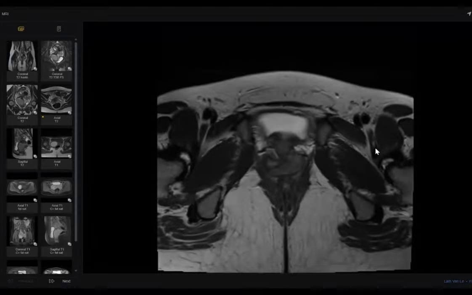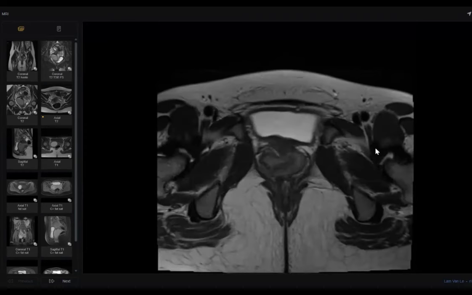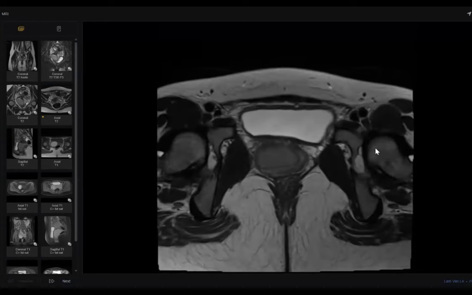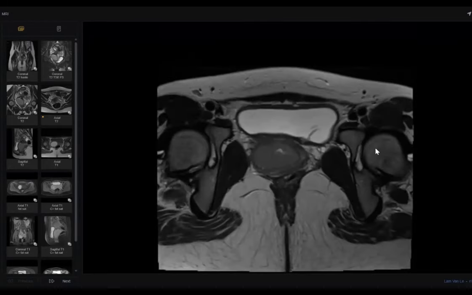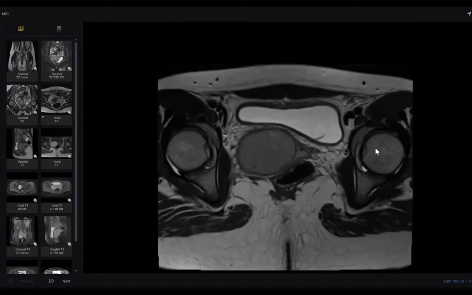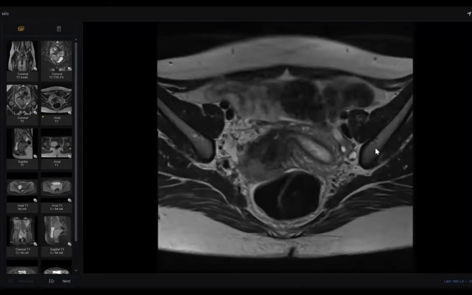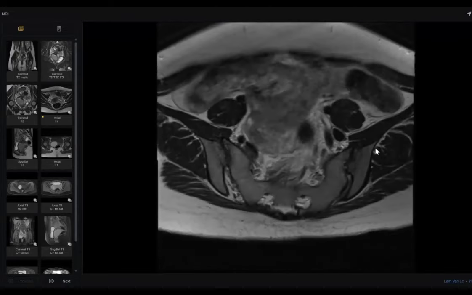So I feel that it is a uterine anomaly associated with a cervical anomaly, like an imperforate or transverse septum within the cervix, which is leading to hydrometrocolpos, that is blood within the cervix. So I want to confirm these findings on other sequences if available, sir.